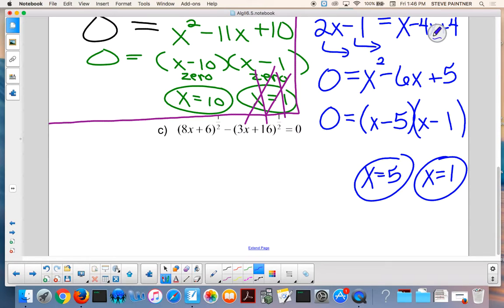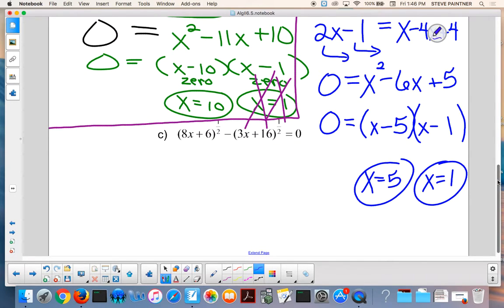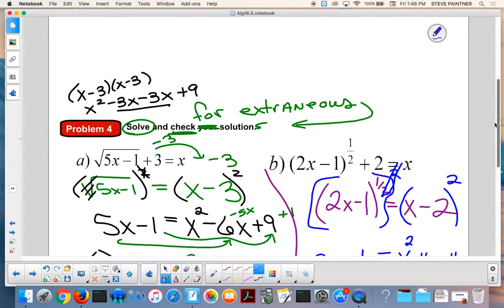Although, I told you that sometimes you get extra answers. Sometimes 5 works, sometimes 1 works, sometimes neither works. You've got to check. So if this side of the room can check 5 and this side check 1, 5 works. How about 1? It doesn't work. Okay.